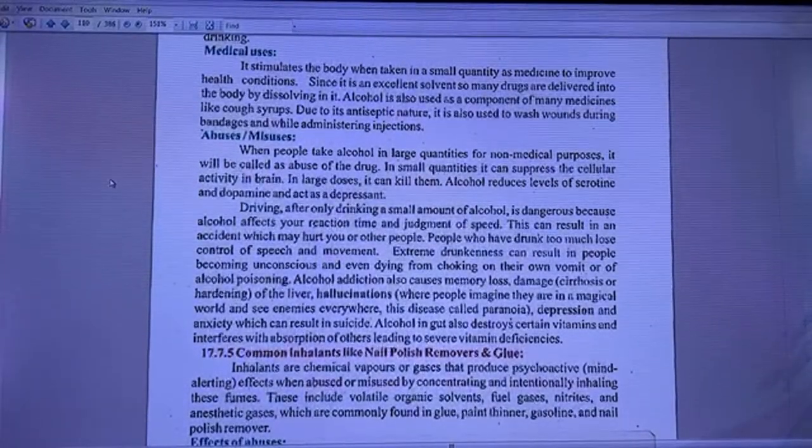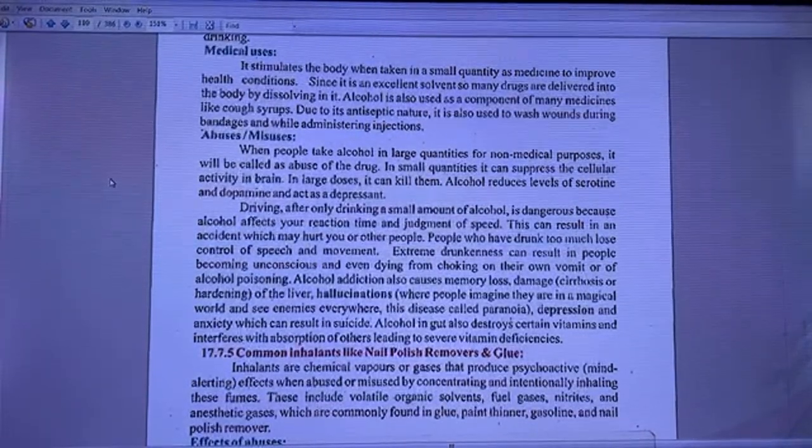When people take alcohol in large quantities for non-medical purposes, it will be called abuse of the drug. In small quantity, it can suppress the cellular activity in brain. In large doses, it can kill them. Alcohol reduces level of serotonin and dopamine and acts as a depressant.